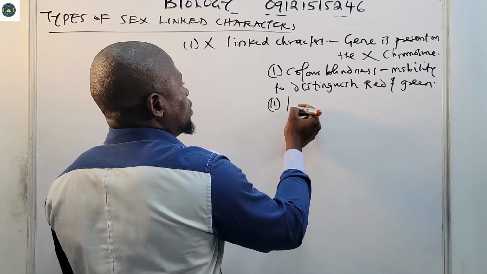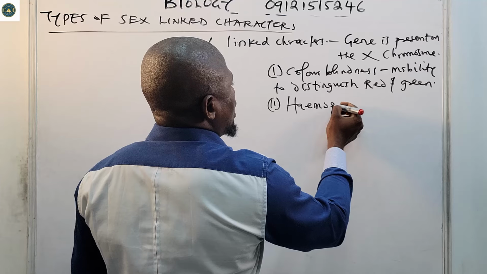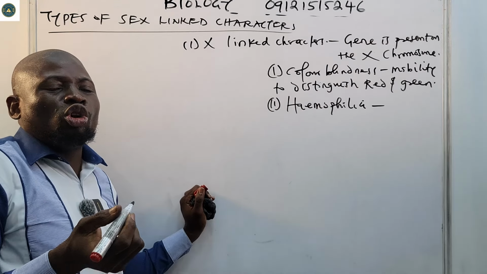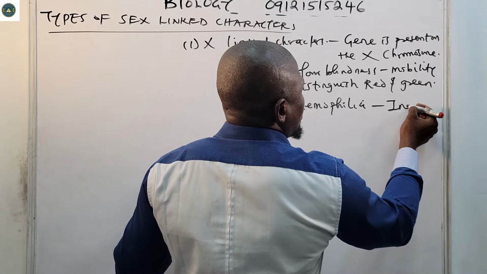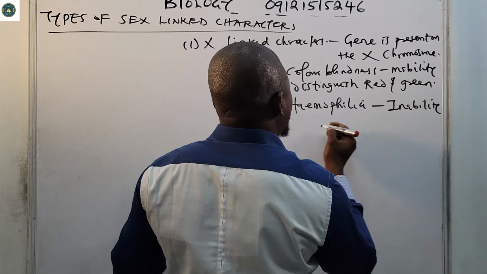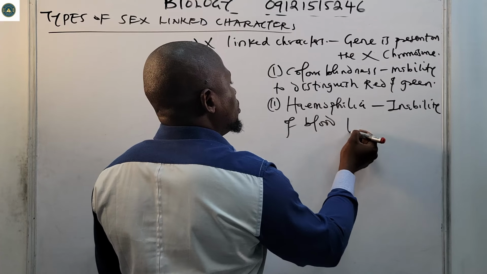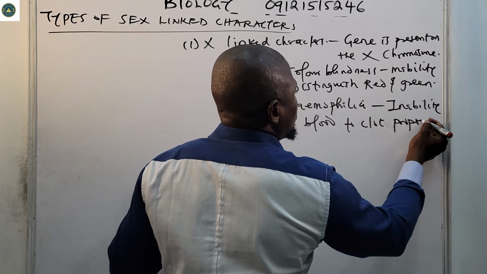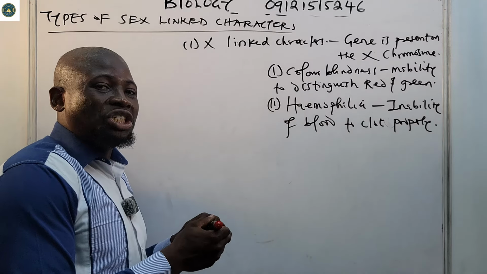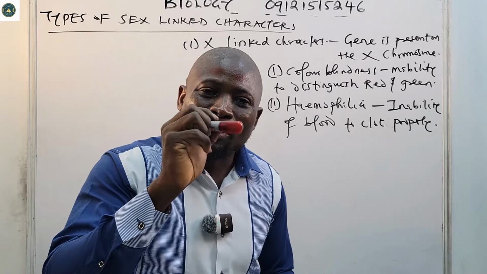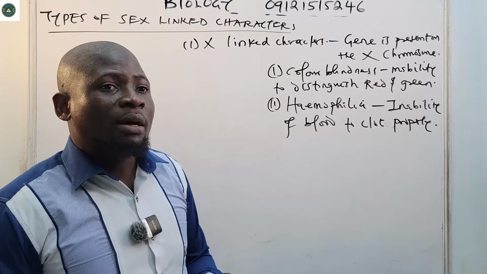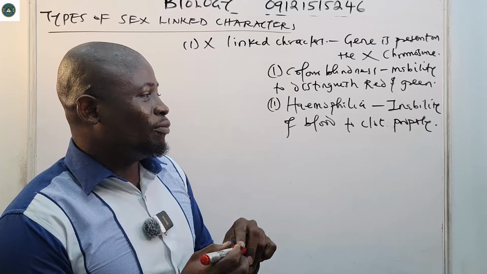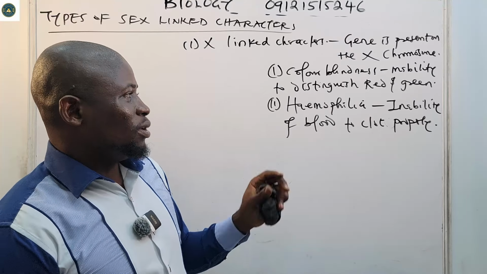Number two, hemophilia. This one is the inability of the blood to clot properly. You see some people, if they get a small injury, the amount of blood that they lose, the blood rushes out like a tap. That's hemophilia. So the inability of blood to clot properly is hemophilia.